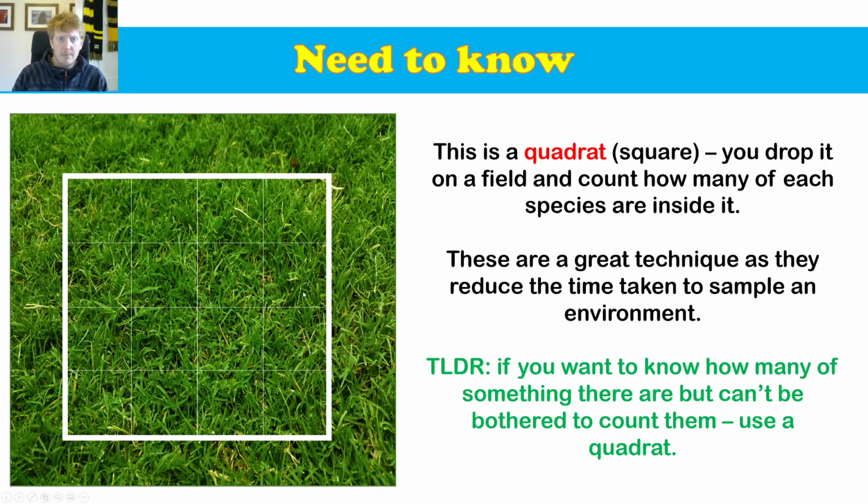So this is a quadrat. It's a fancy name for a square. You drop it on a field and you count how many daisies, or whatever species, are inside of it. That's what you do.